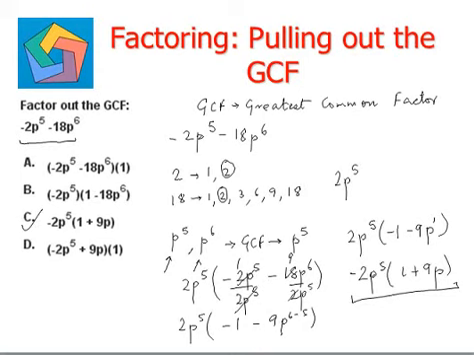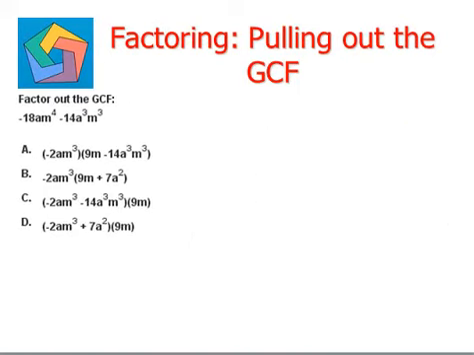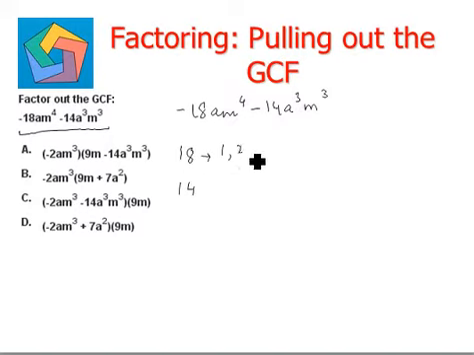Let's look at the next question. It says factor out the GCF and we are given negative 18am to the power of 4 minus 14a cubed m cubed. Our method remains the same. We write down the coefficients first and list their factors: 1, 2, 3, 6, 9 and 18. Factors of 14 are 1, 2, 7 and 14. From here we see the GCF is 2.